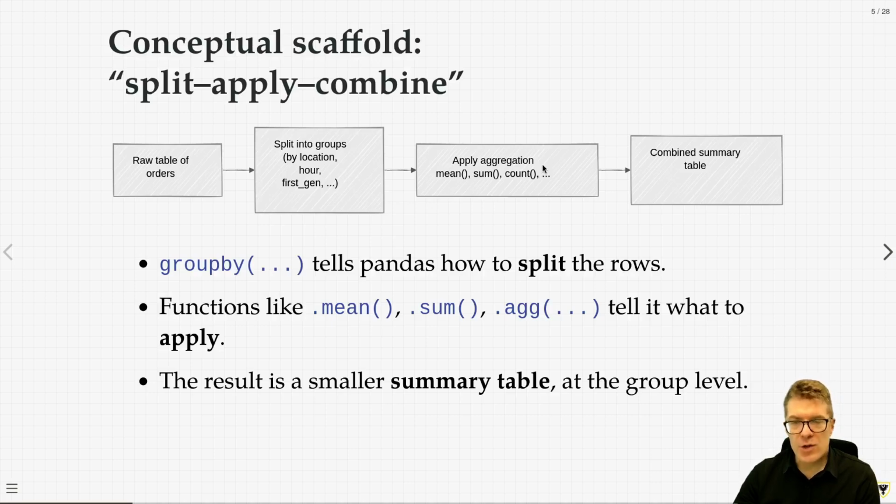An aggregation is a mathematical operation that combines a lot of numerics together into a single statistic. So mean, sums, counts are examples of these. And then all of this will be put together into a combined summary table that's not too high level, not too low level, just right for us to make decisions. Groupby is a pandas function that will tell us how to split rows. Pandas also has functions like mean, sum, and agg that will tell us what to apply. And then the result is going to be a smaller summary table at the group level.